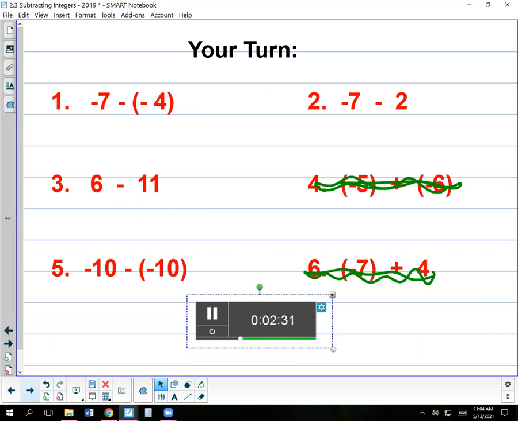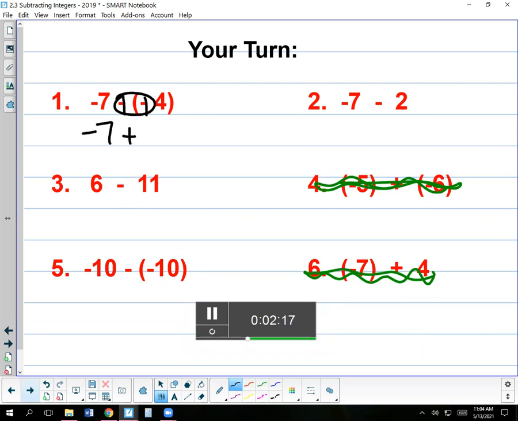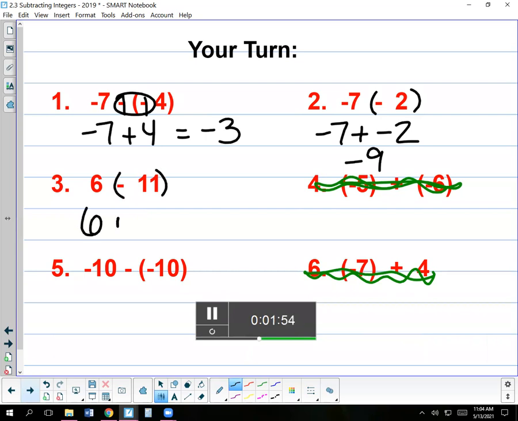Good. I like that some of you rewrote it, and that's great. Again, I still do that to this day. All right, I'm gonna go over the first two since they're finishing up. So this one, I would have rewrote as this, and I got this. This one, I have a -7 and a -2, so I have a -9. Here I have a 6 and a -11, so I have a -5.